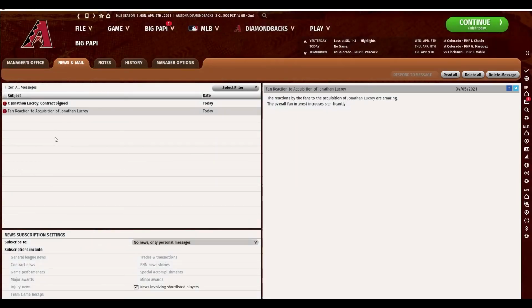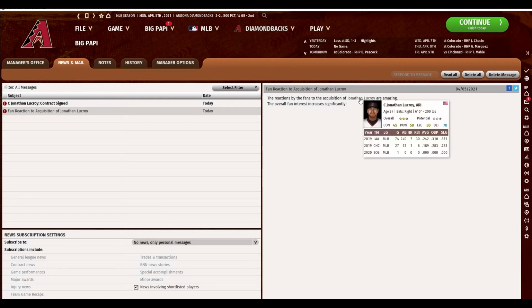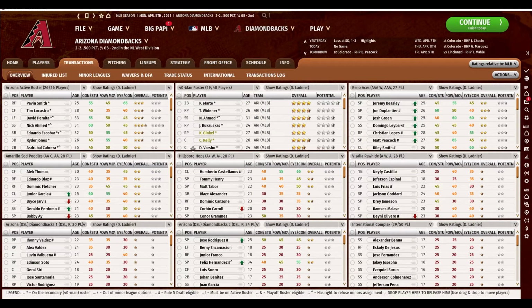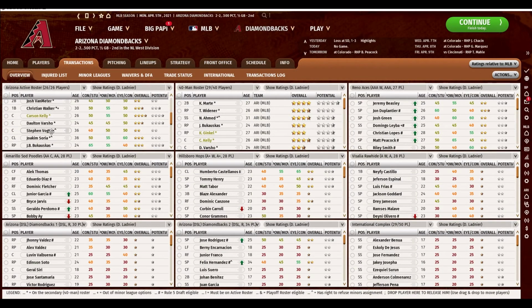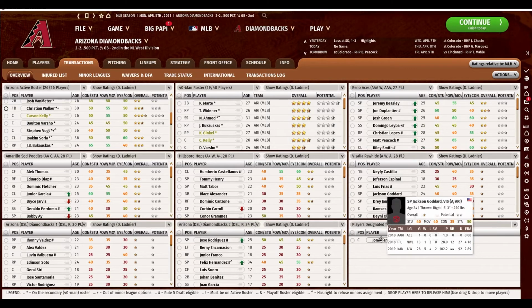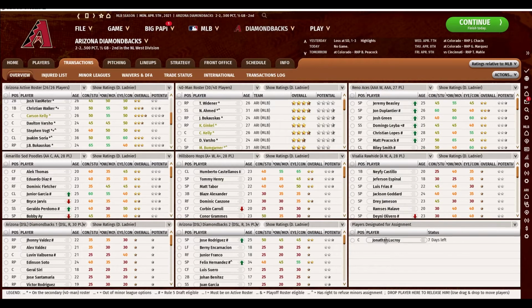And there you go. So fan reaction to acquisition of Jonathan Lucroy, it increases significantly. So if we now go to our front office, you can see we got a 5-point bump in our fan interest simply by signing Jonathan Lucroy to a contract. Now, what we do with Jonathan Lucroy at this point, the fan AI doesn't really care. So in this particular case, we can't send him to AAA, so we would have to put him on the big league roster. But that's fine.